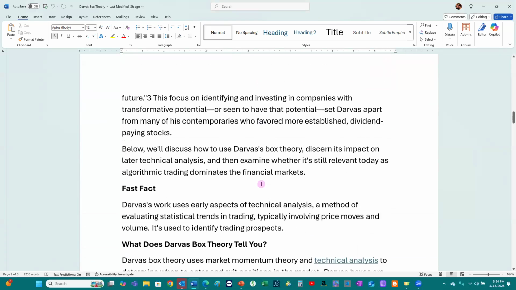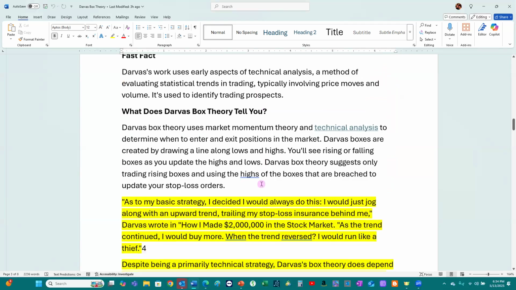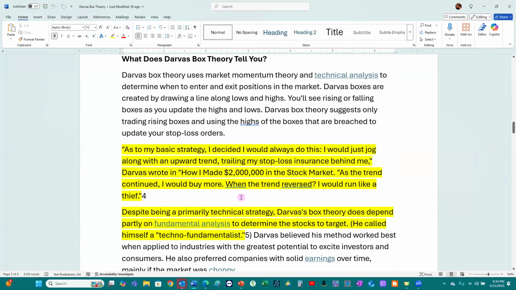So he talks about this in his book. He tries to find things that are new technologies. "So my basic strategy, I decided I would always do this. I would just jog along with the upward trend, trailing my stop loss insurance behind me." He was one of the first to really use stop losses consistently, to the point where Wall Street actually had him investigated because they said he was the cause of a market decline because he was using stop losses. Really not true, but Wall Street investigated him for that.